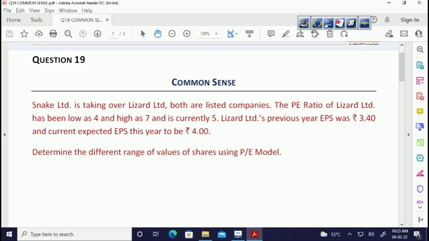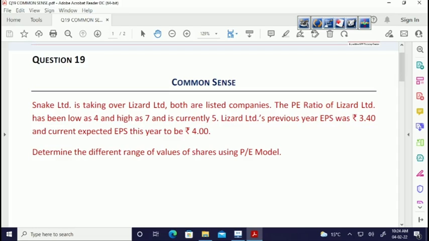The P ratio of Lizard has been as low as 4, as high as 7, and is currently 5. So 3 different P ratios are given to value Lizard. So the value of Lizard should be either 4 into EPS or 7 into EPS or 5 into EPS. What is strange is that they have not told us whether this P ratio is trailing or leading. If it is trailing, we should multiply by current EPS. If it is leading, we should multiply by next year's EPS.